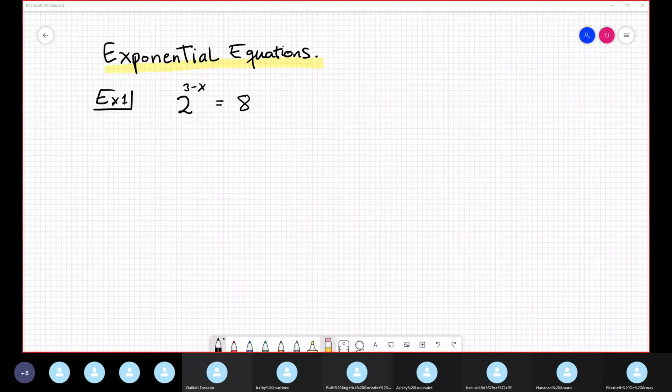Okay, so what is the strategy for solving this equation? Well, you try to find a common base. And you try to express both sides using the common base.